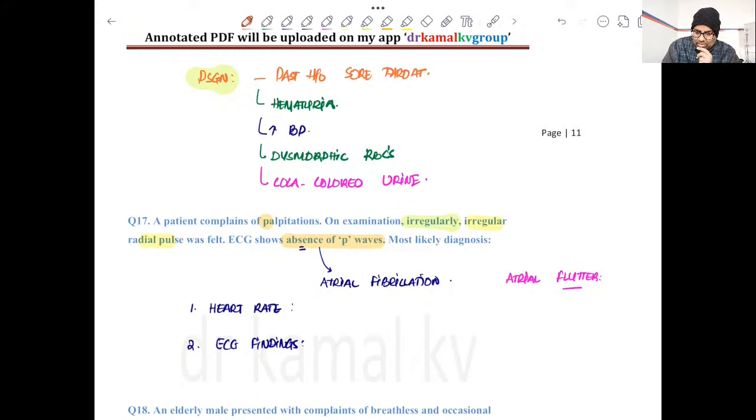Heart rate in atrial fibrillation is little high, around 350. In atrial flutter, it is comparatively less. Very good. So here there is absent P waves. Okay, this we have already discussed. Absent P waves. And here we will get sawtooth P waves. So sawtooth P waves.